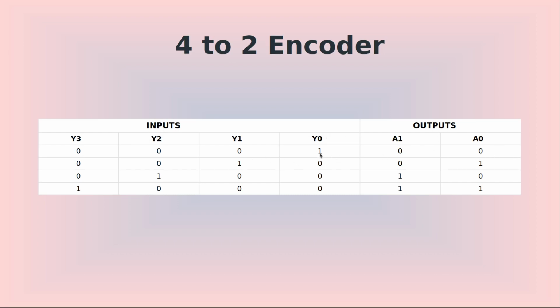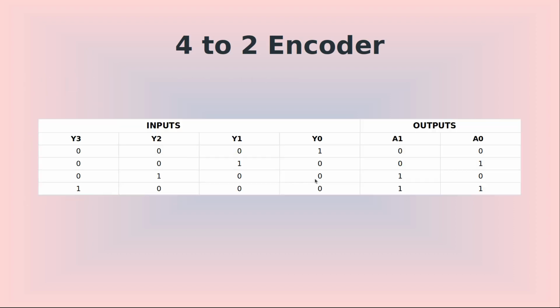Output 0 0 means y0 is active, and the remaining inputs are inactive. Similarly, 0 1 means only y1 is active, and the remaining are inactive. 1 0 means y2 is active, and the remaining are inactive. Similarly, 1 1 means y3 is active. So if it is y3, we get the result as 1 1. This is called a 4 to 2 encoder.